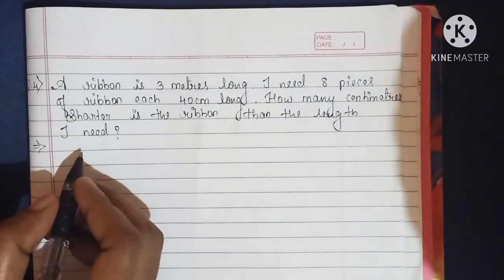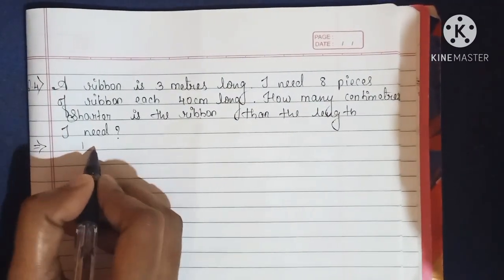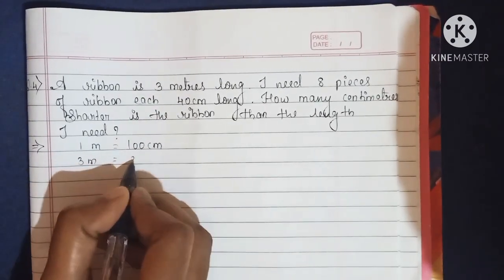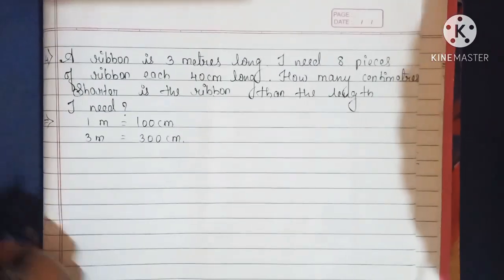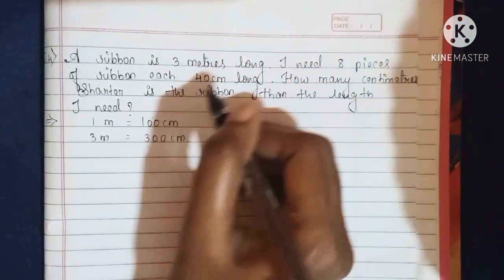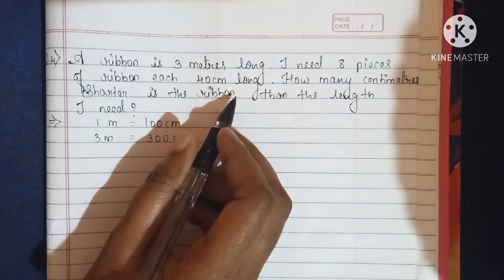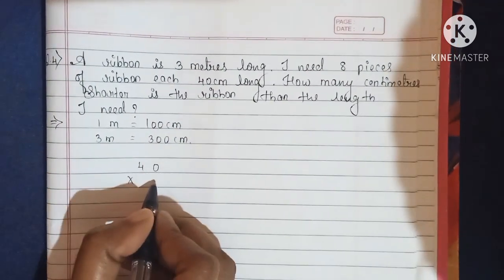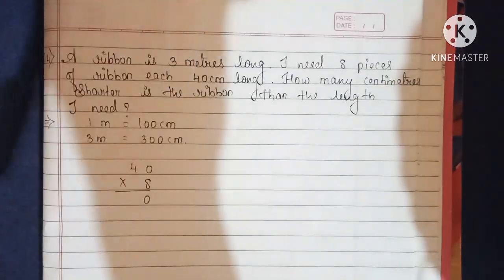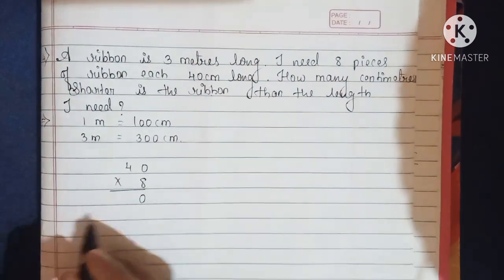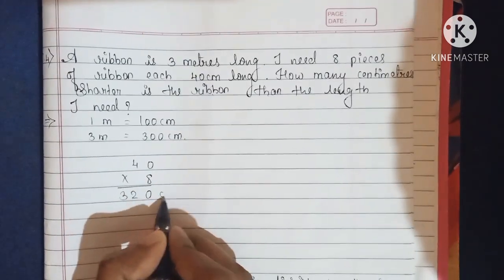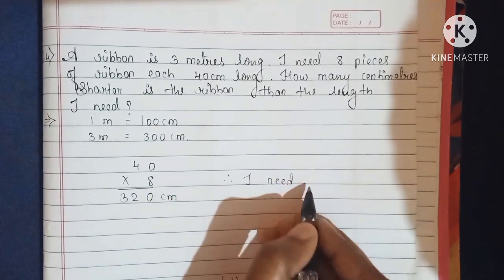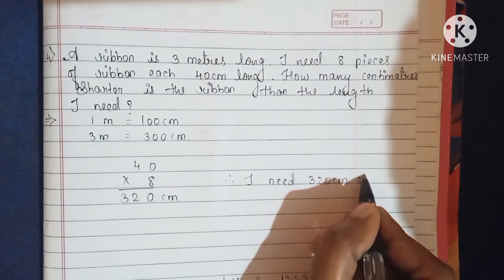So your 3 meters length of ribbon is given. We know that in 1 meter there are 100 centimeter, and in 3 meter it will be 300 centimeter. So I need 8 pieces of ribbon, that is 40 centimeter long. So total length of the ribbon we will find out by multiplication, that is 40 multiplied by 8. Eight fours are 32. So that means I need 320 centimeter of ribbon.